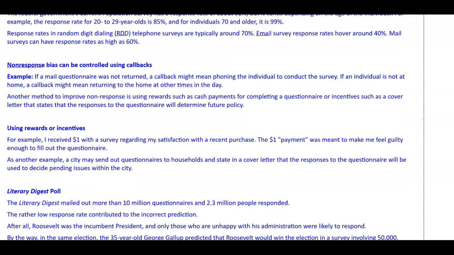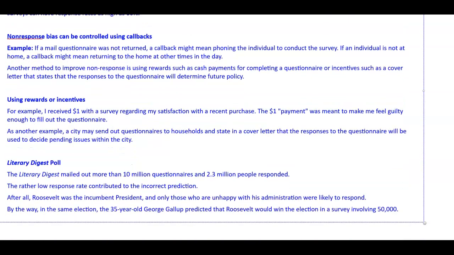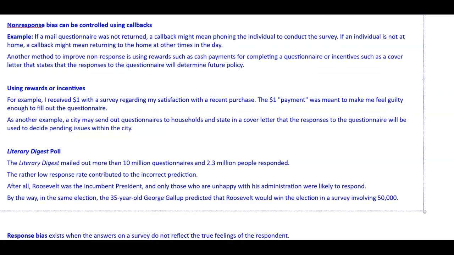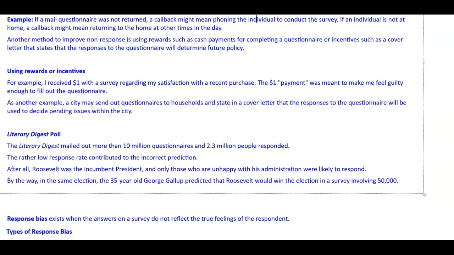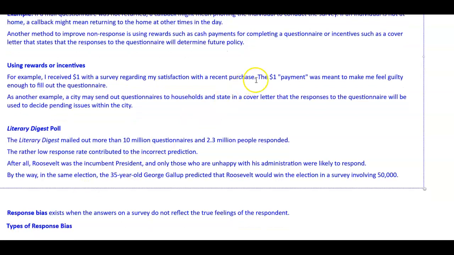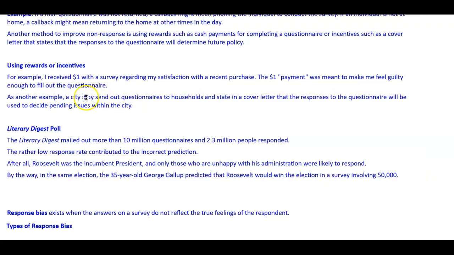So, using rewards or incentives. For example, I received $1 with a survey regarding my satisfaction with a recent purchase. The $1 payment was meant to make me feel guilty enough to fill out the questionnaire. As another example, a city may send out questionnaires to households and state in a cover letter that the responses to the questionnaire will be used to decide pending issues within the city.